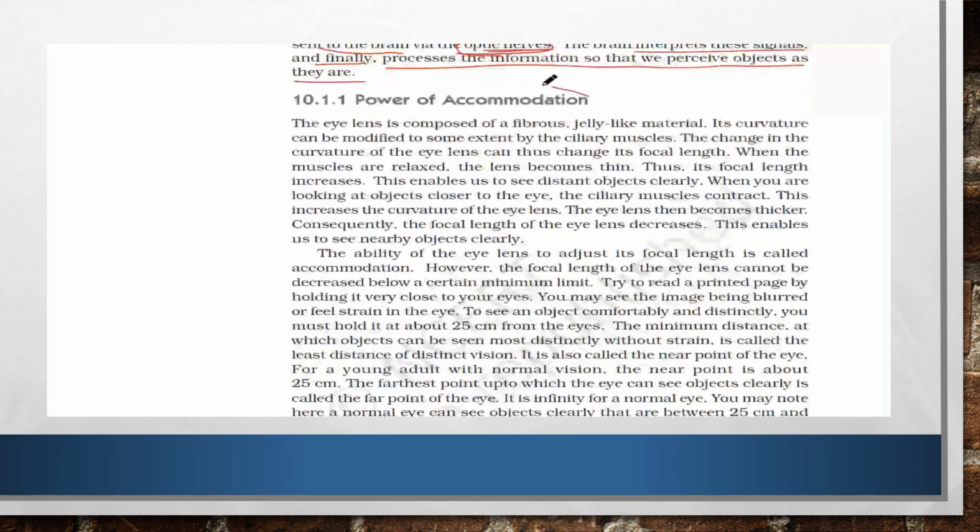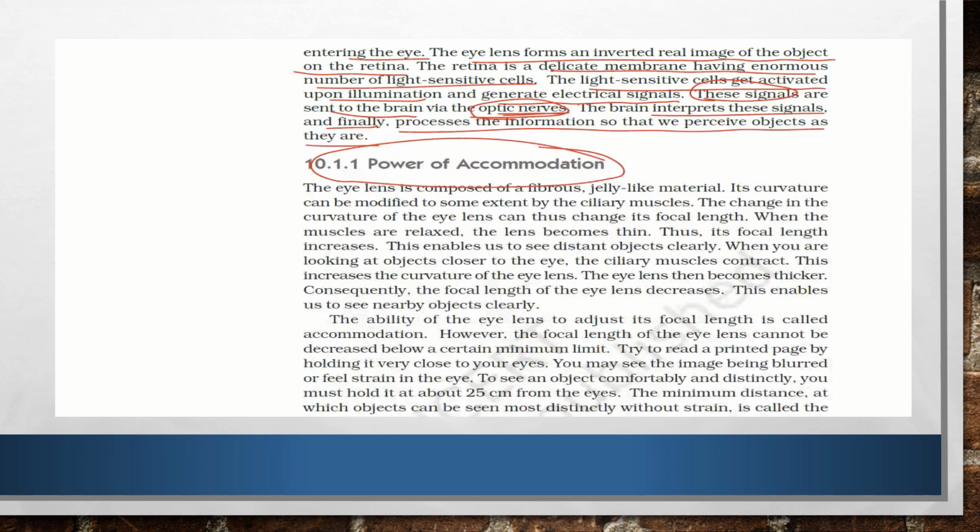Now we will move on to the power of accommodation. So what does this term mean, power of accommodation? So let's get started. So now we are here with the power of accommodation. The eye lens is composed of a fibrous jelly-like material. It is a soft, fibrous, jelly-like material, so its curvature can be modified to some extent by the ciliary muscles. So it can be stretched, it can be contracted. So we can say that the curvature can be modified.